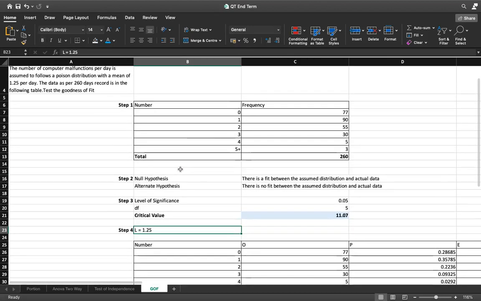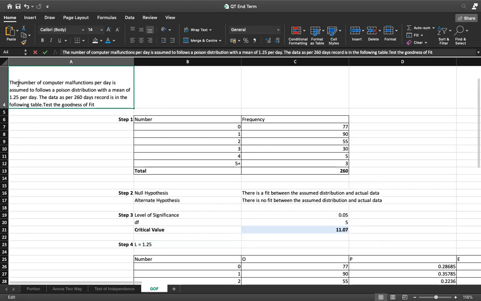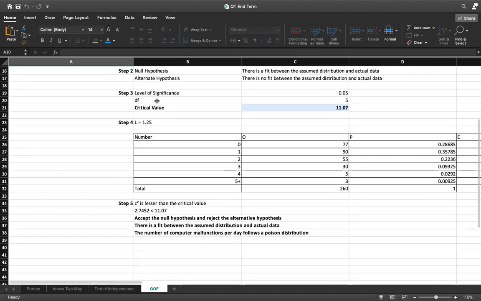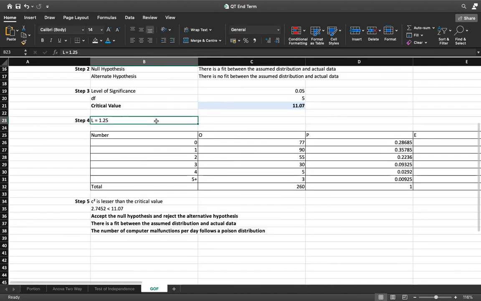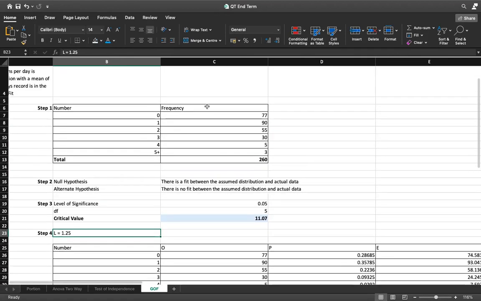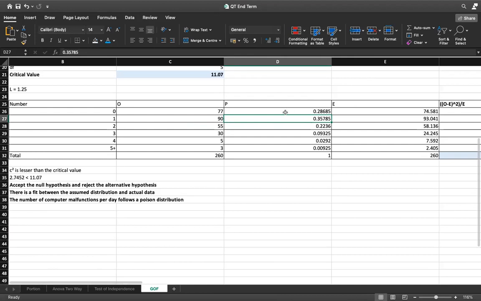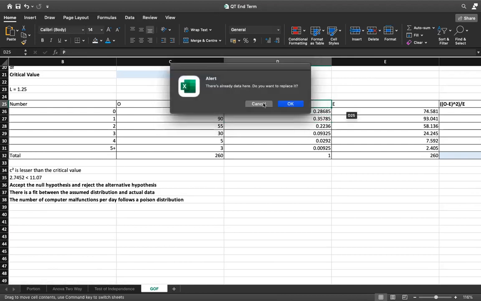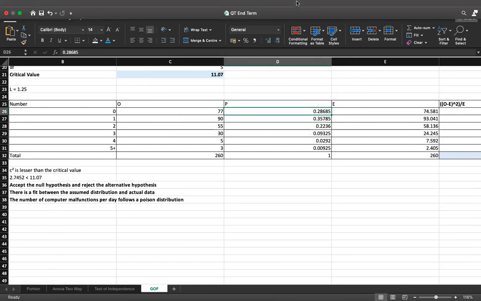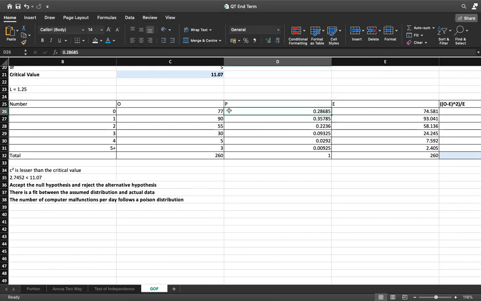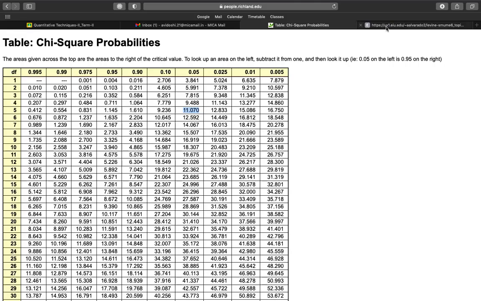My lambda value is given to be 1.25, so with a mean of 1.25 per day. Now I'll be listing down my frequency, which is basically my observed value, so I'll be copying this table down here. Right. Now the next step is to find our probabilities for a Poisson distribution. You can find it from the Poisson distribution table. I'll share that with you all.